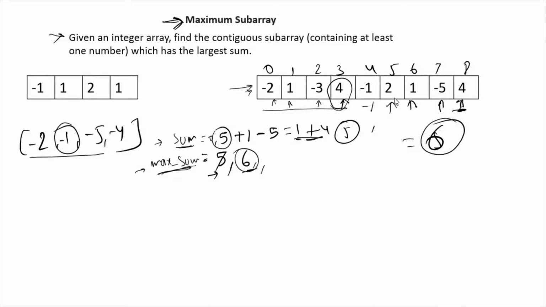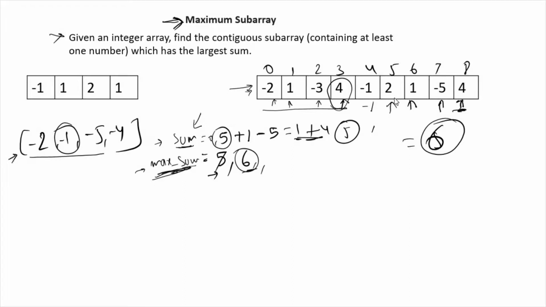We'll keep on adding the elements one by one in our sum. When sum is less than 0, simply change sum to 0 and keep on adding numbers. Store the maximum sum in our answer. Okay, so let's see another example.